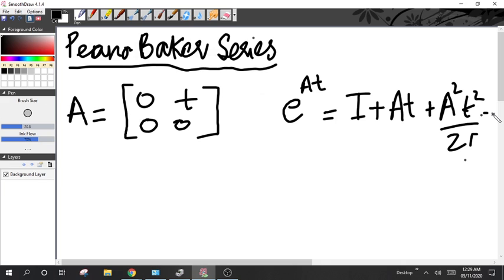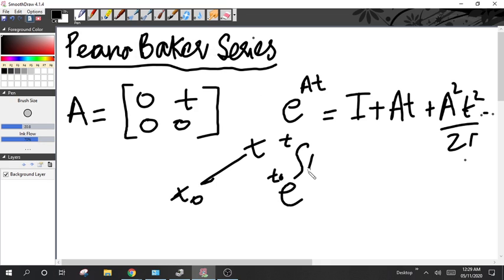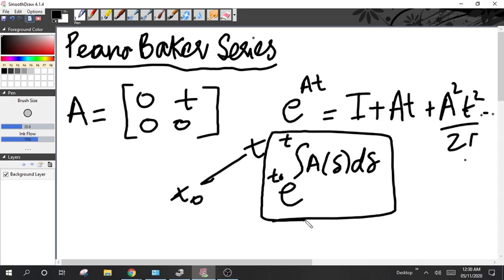So we can't write this as e^(At) directly, because now this t is a dependent variable. It starts from t naught and it ends at t, because it is now time-variant. So it is not time-invariant. So this e^(At) will be represented with some integral starting from t naught to t, and now the integral is on t, so we will use a dummy variable for this A(t), so we can write A(sigma) and integrate it with d sigma. So e^(At) will be represented as this in the time-variant system.